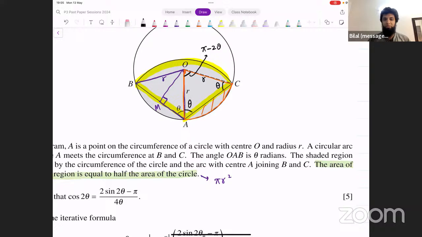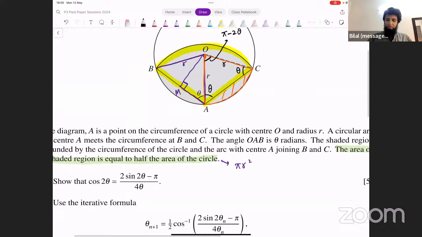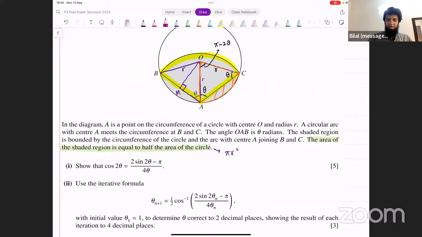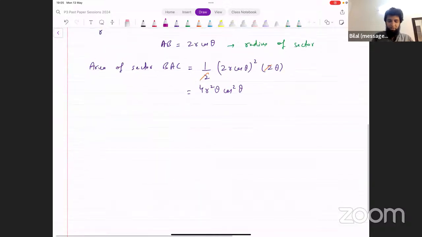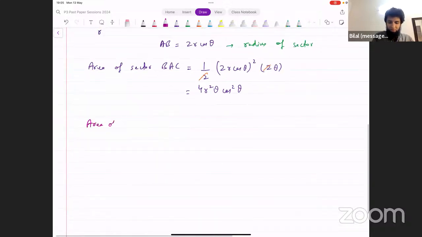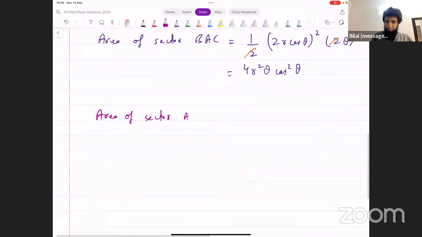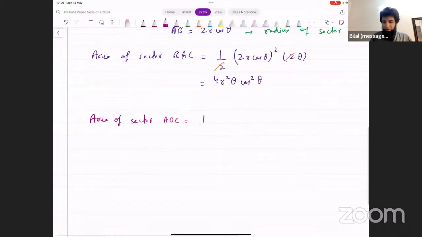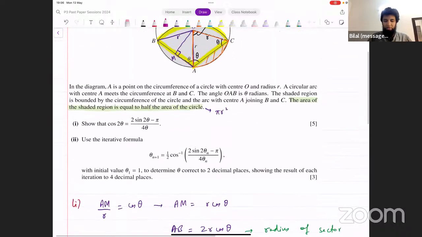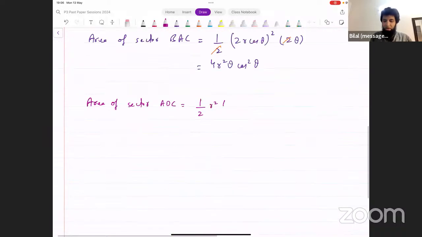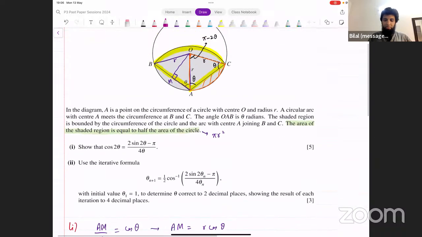Okay, this is pi minus 2 theta. Now, what's the area of that sector? Let's write that down. Area of sector, what are we calling that sector? This is AOC. Area of sector AOC is half R squared theta. Half R squared, radius is R, into angle. Angle is pi minus 2 theta.